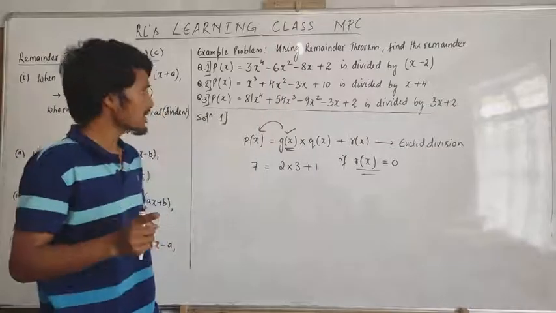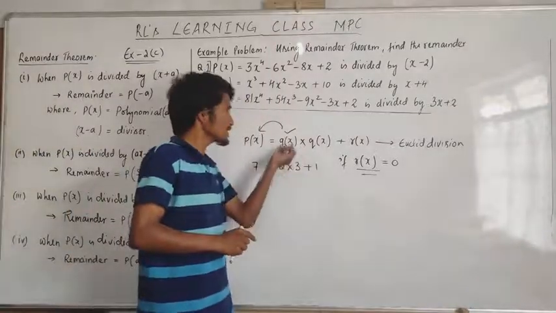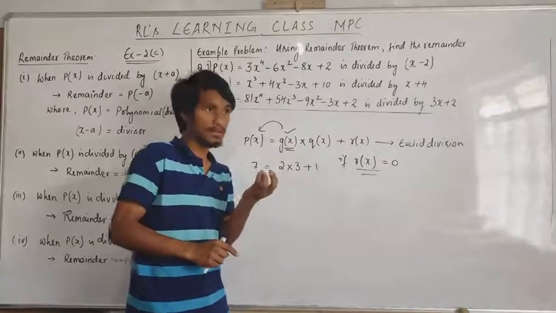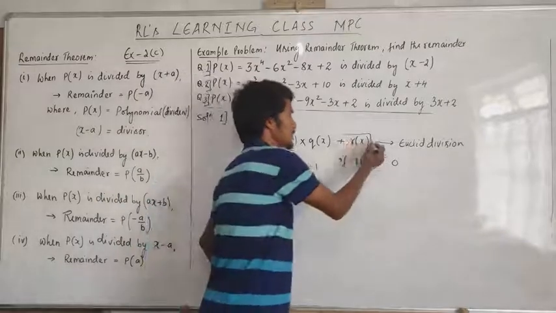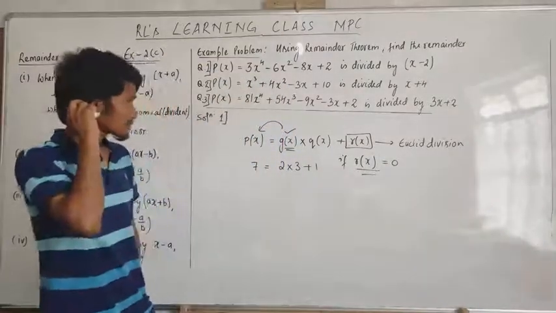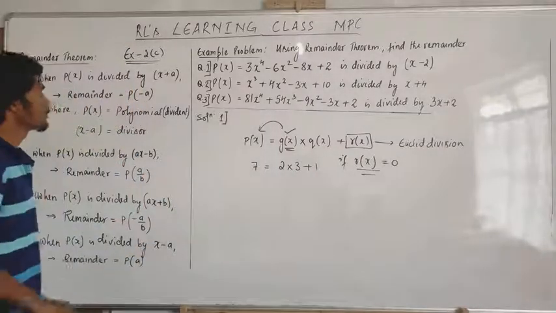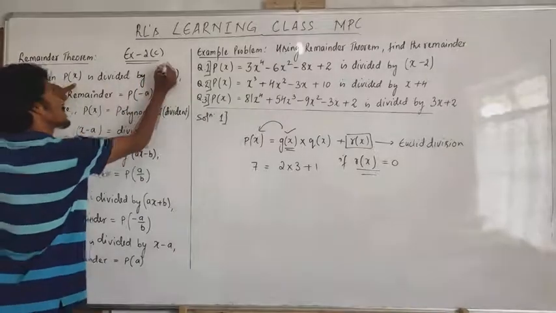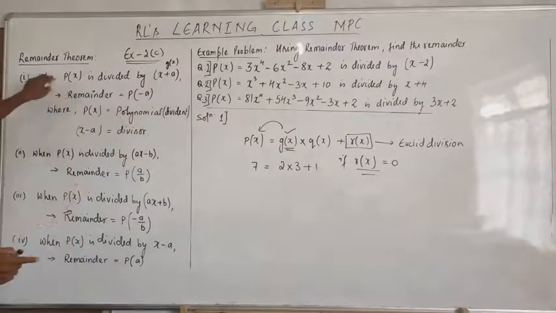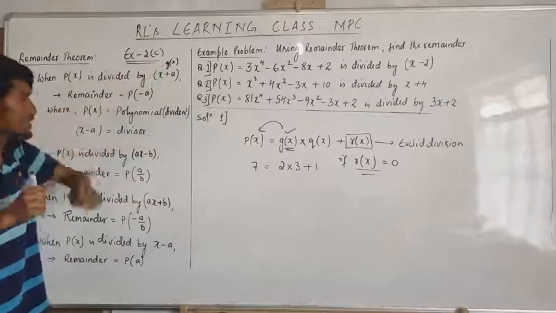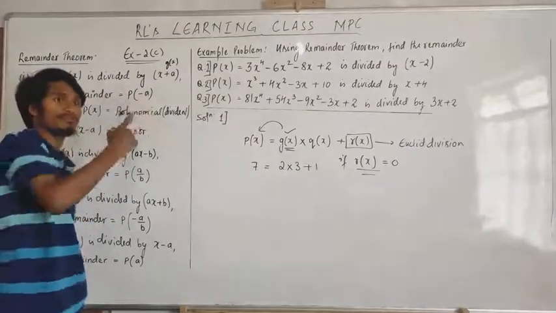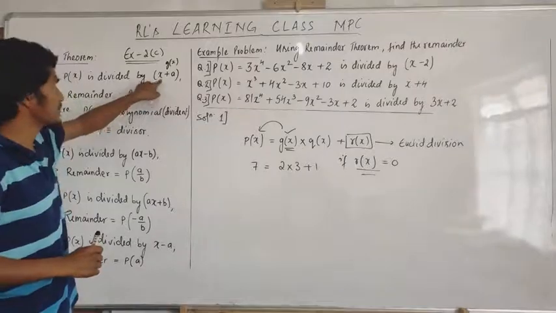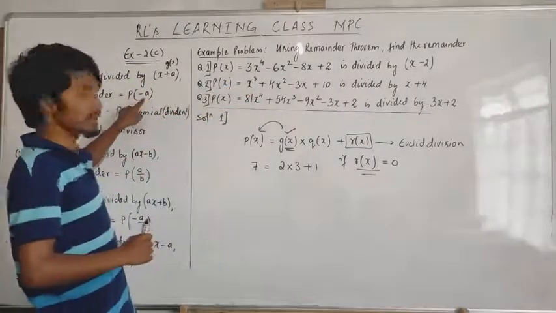Now, remainder. When we divide something with this G of X, then always some residue is remaining, some number is remaining. That number will be called the remainder. And from this theorem, when we divide this P of X by this, let me name this G of X. In this theorem, when we divide this P of X by G of X, we get some remainder. That remainder is equal to P of minus A. That means in place of this x value, we have to put this value.